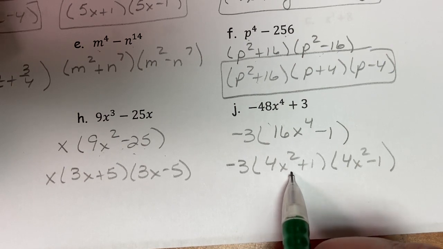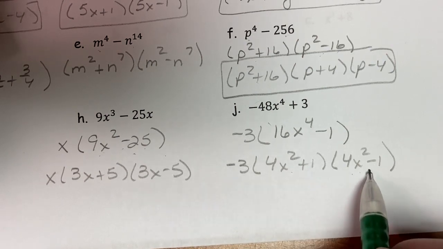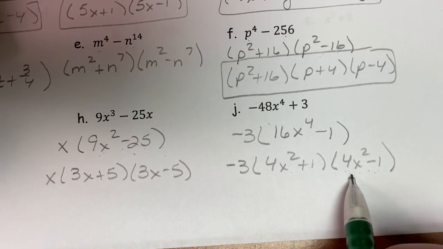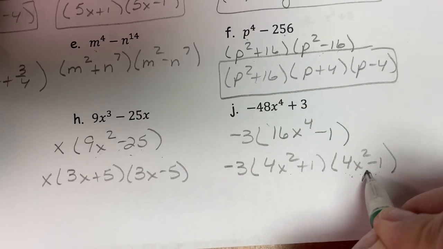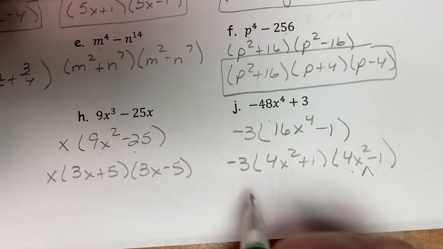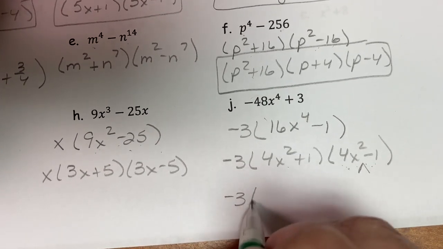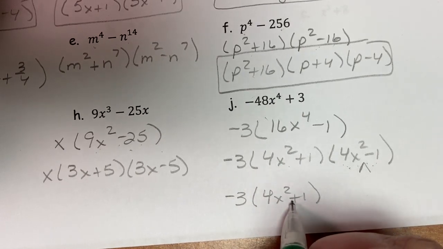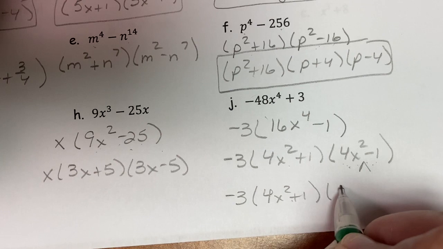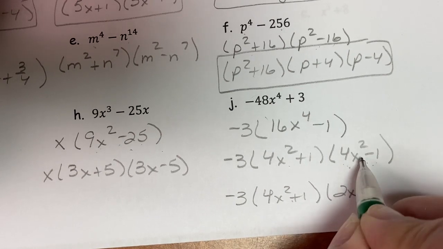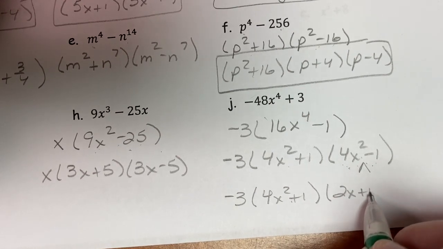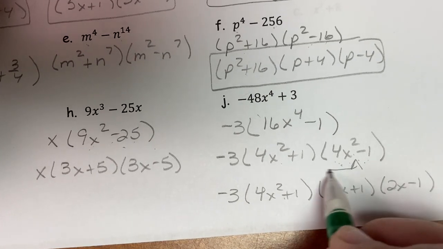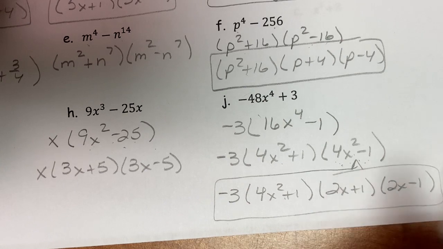This does not factor any further, but how about this? This is again a difference of two squares. So this is going to break down even further. So let's see, we're going to have negative 3. 4x squared plus 1 does not, because it's a plus. This will break down into 2x, because that's the square root of 4x squared, plus 1 times 2x minus 1. And now finally, I'm done.